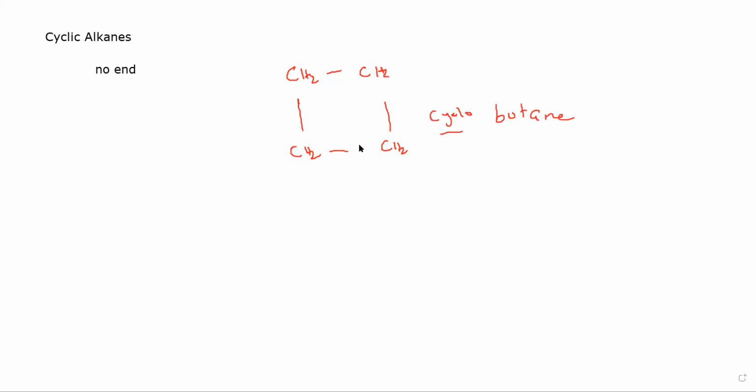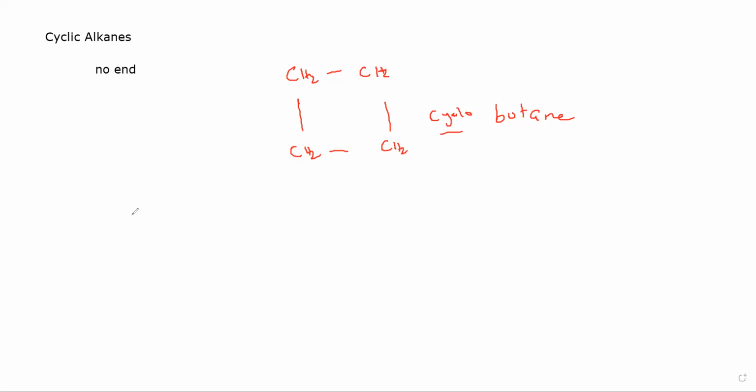For 4 carbon atoms, we use but. They have a single bond, that's why ane, so it is butane. But how to distinguish whether it is a normal straight chain butane or a cyclic butane? Cyclic means it does not have any end. So just add the word cyclo, and this will become cyclobutane.